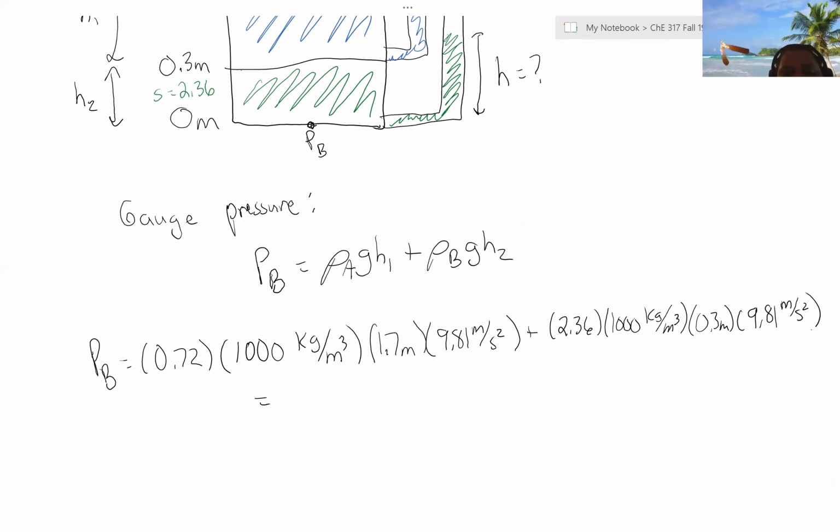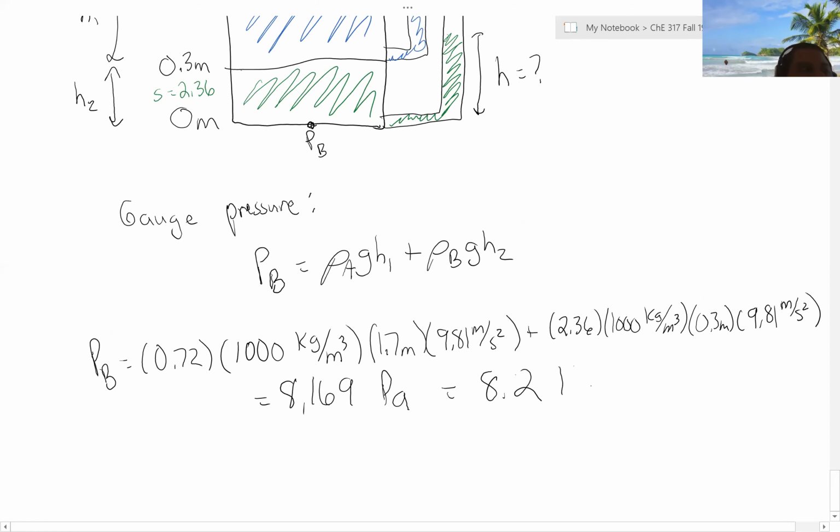Which gives you, you can double check my math if you'd like, no shame in that, about 8.2 kilopascals, or 8,169 pascals. The good thing about doing things in SI units is you don't have to worry about doing any crazy conversions because it all just kind of goes into pascals.